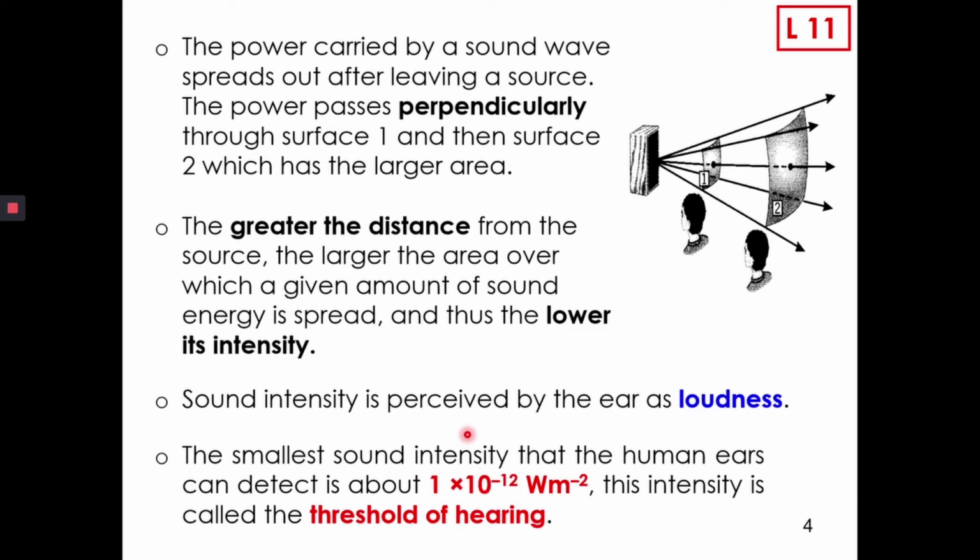Sound intensity is perceived by the ear as loudness, and the smallest sound intensity that the human ear can detect is about 1 × 10^-12 watt per meter squared. This intensity is called the threshold of hearing.